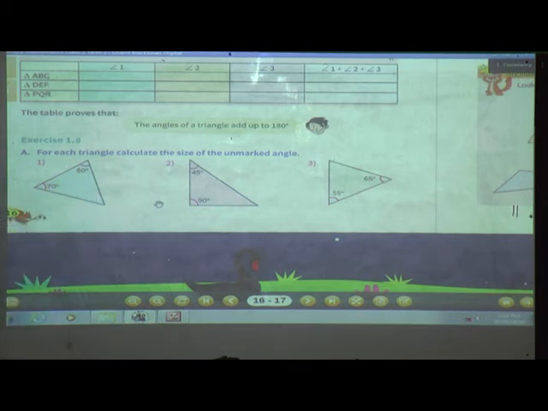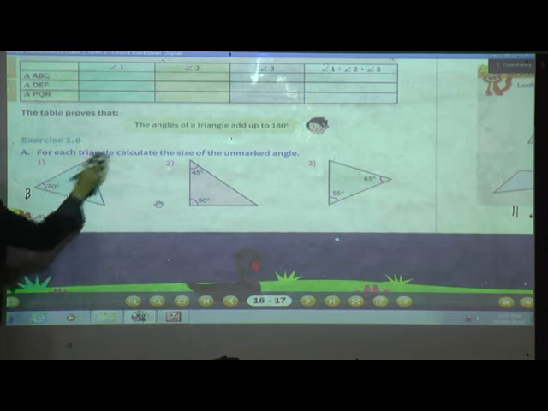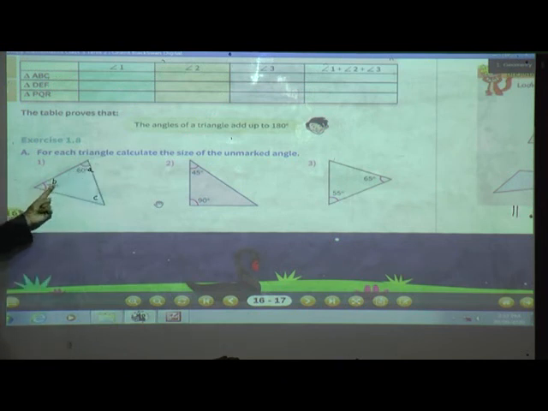See students, remember that the addition of three angles of a triangle is always 180 degree. Now students, here are the measurements of two angles. Here is 60 degree and 70 degree. We'll give them names A, B and C here. Suppose this is A, this is B and this is C. The total measure of the three angles of a triangle is equal to 180 degree.